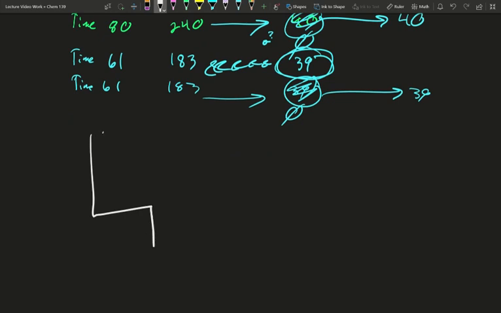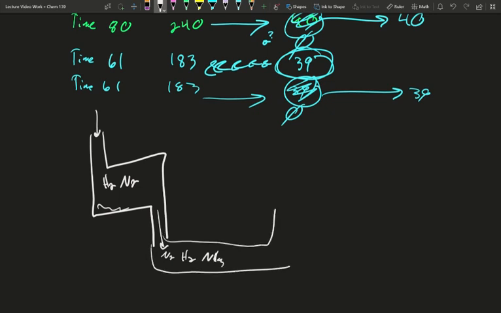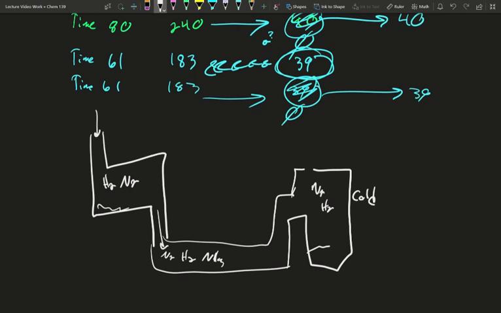Basically, you have a big cylinder over here that has H2 and N2, and it reacts, and so the gases flowing in are H2 and N2, but what's flowing out is N2, H2, and ammonia. Well, we pump that over to another tank. And this tank is cold. What'll happen is my N2 and my H2 will stay gases, but my ammonia will liquefy.